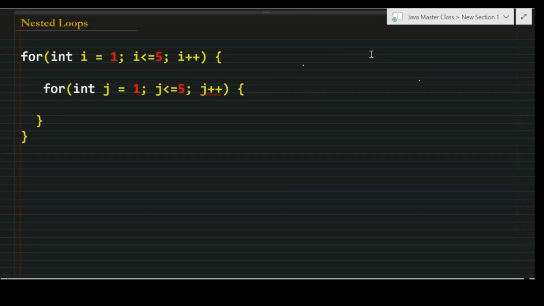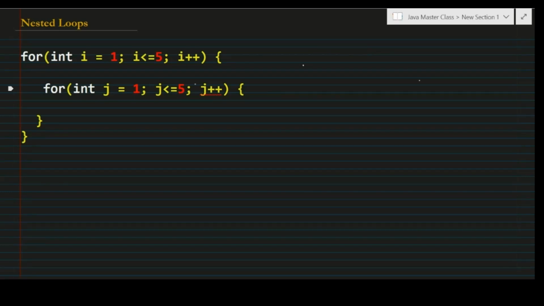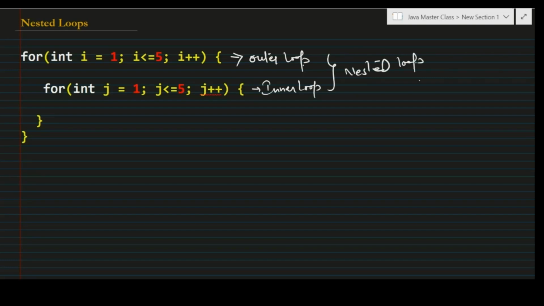In order to save some time, I have already taken an example over here. So for example, this is our outer loop and this is our inner loop. And this is the concept of nested loop. Now, the very important thing is we have to understand its execution, how nested loops are being executed. So that is very important to understand.